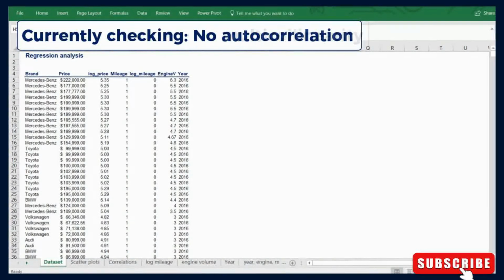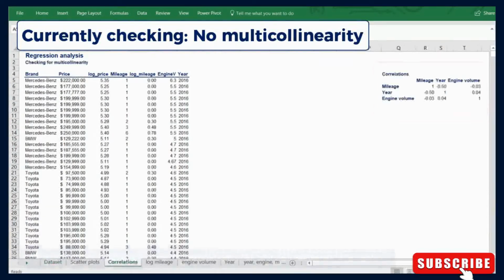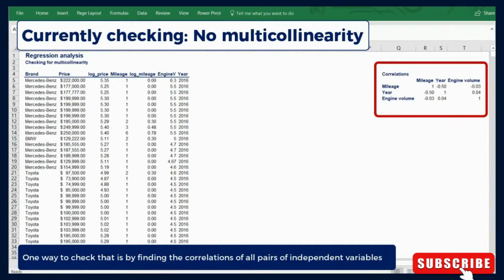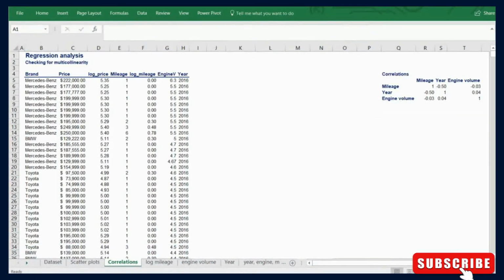Finally, we should check for multicollinearity. That can be done by finding the correlations of all possible pairs of variables. Mileage with year, mileage with engine volume, and year with engine volume. The correlations are far from strong, so we can conclude that we are not in the presence of multicollinearity. After having checked the assumptions, we can finally create the regression.